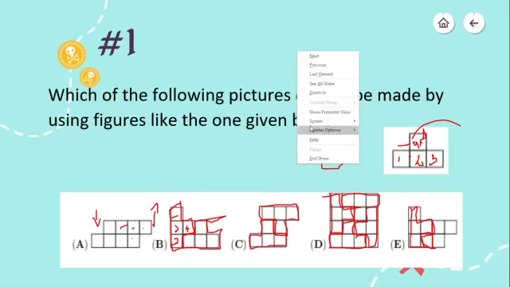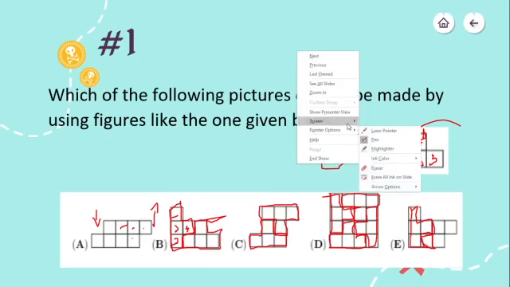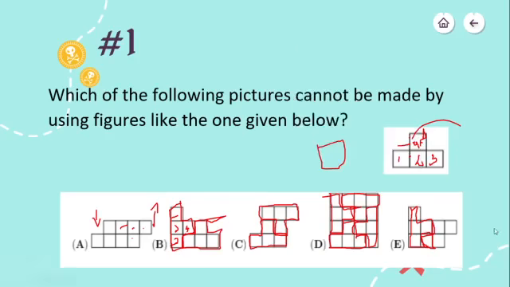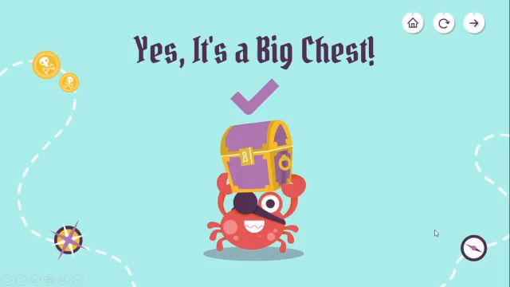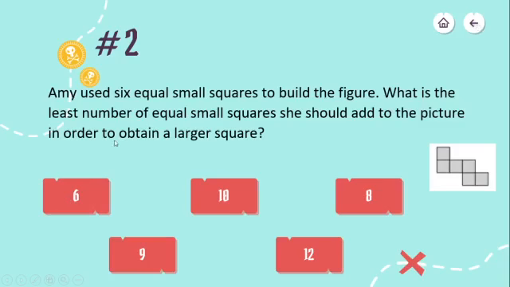Can we check the answer? Okay, we will check the answer. Yeah, it is a correct answer. Okay, then we move to the second question.